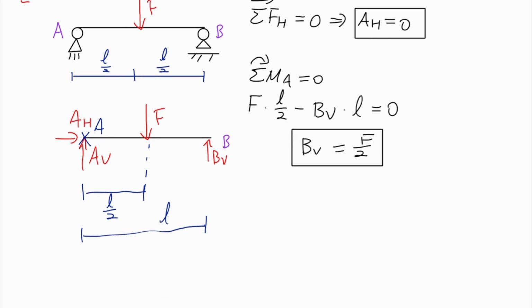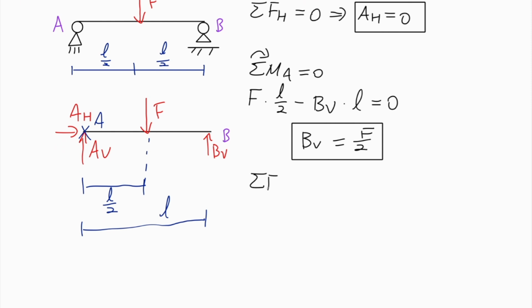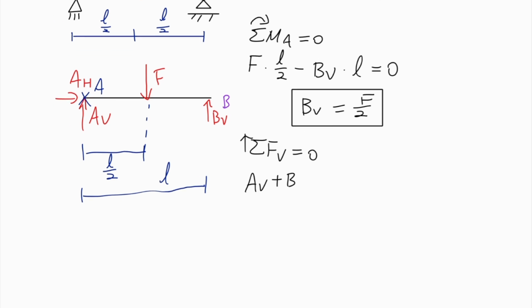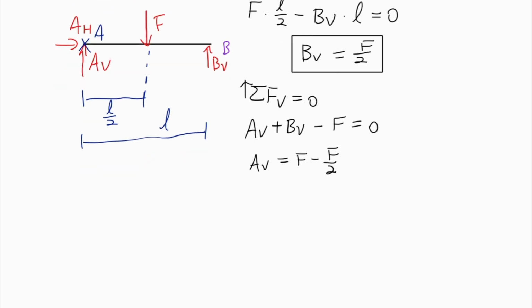Okay, so now that I've solved for BV, I can take the sum of vertical forces and say that's equal to 0. With BV known, I only have one unknown vertically, which is AV, so I can directly solve for it now. AV plus BV minus F is going to be 0. AV is equal to F minus F half, the value of BV. AV is going to be equal to F half.